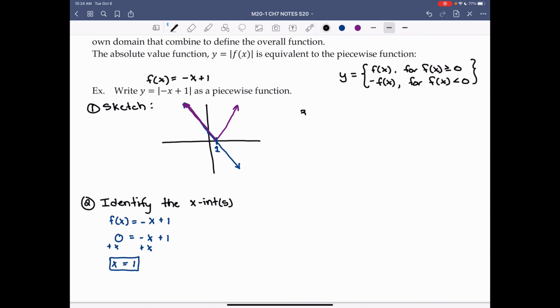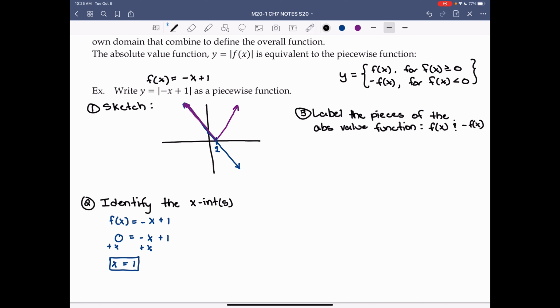Step 3, I want to label pieces of the absolute value function. The two labels would be, one part of the function is the same as f of x, so we'll label it f of x, and the other part would be the reflection across the x-axis of f of x, which is called negative f of x.